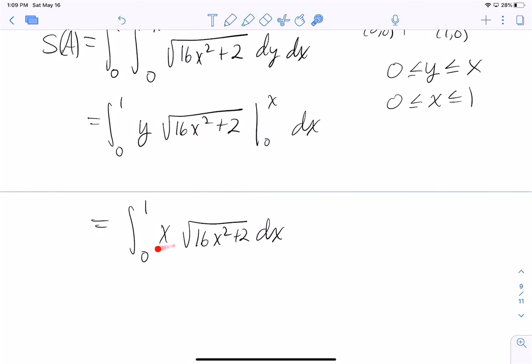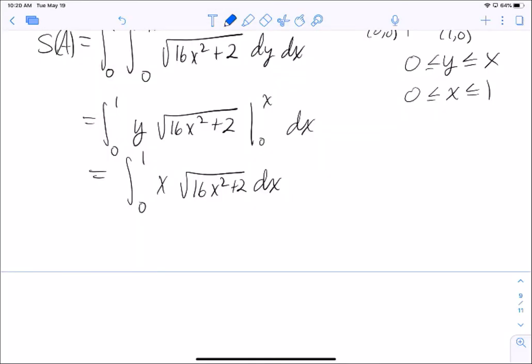With this factor of x outside of the square root, we have basically our du. I just need to multiply and divide by 32. I will leave it to you to verify that our result is 13/12 times the square root of 2.